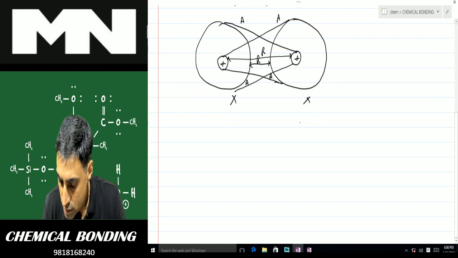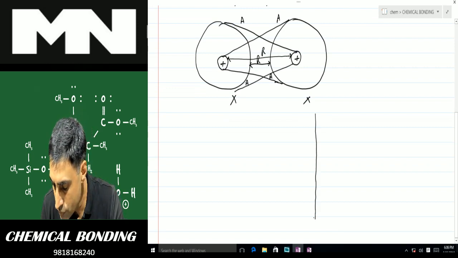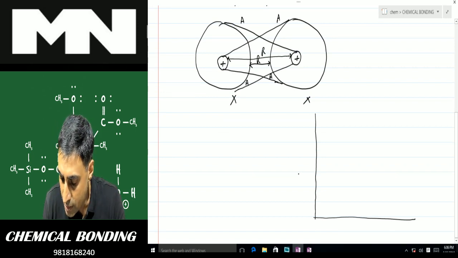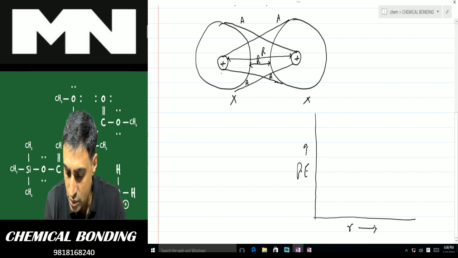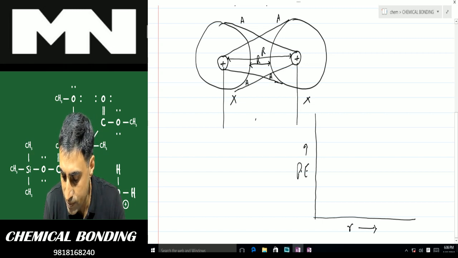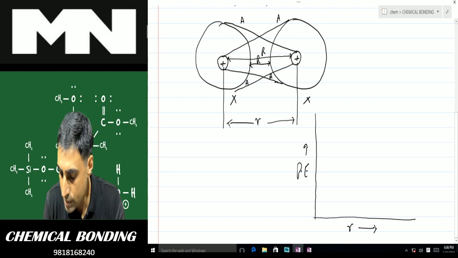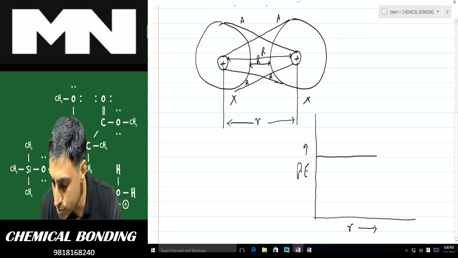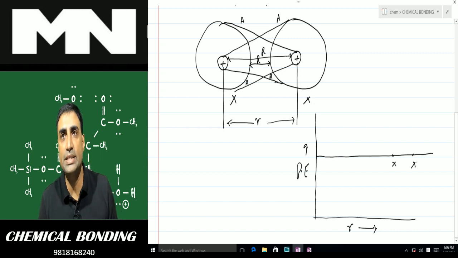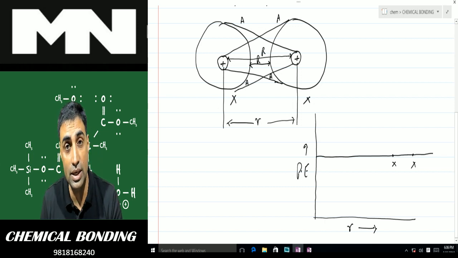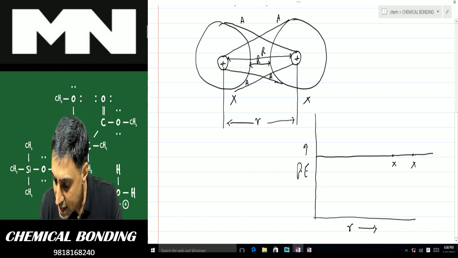Now here I am showing you a graph between the potential energy and the distance between the centers of the two atoms. This is the distance r. Now suppose this is the energy possessed by both these atoms. Here I have atom X, here again I have atom X. When these two atoms come closer to each other, attractive forces will develop. The nucleus of one will start attracting the electrons of another. As a result, since attraction increases, the energy will decrease. So the graph goes like this.